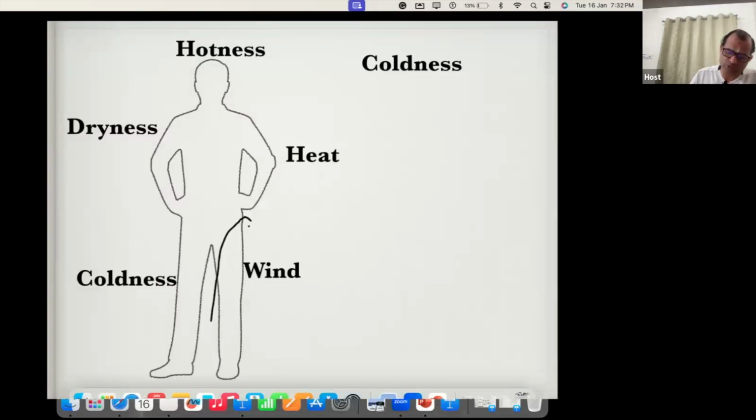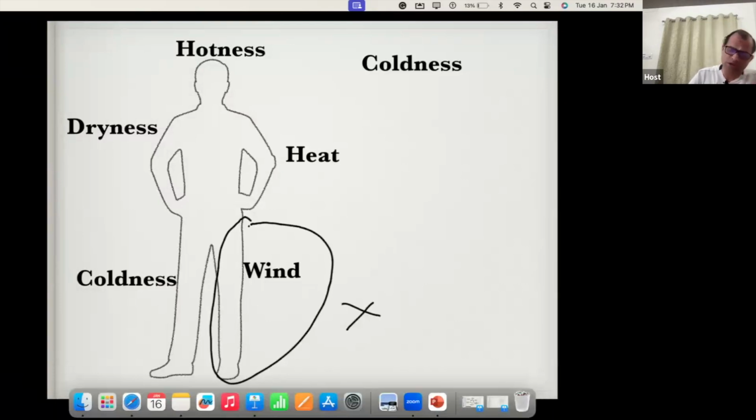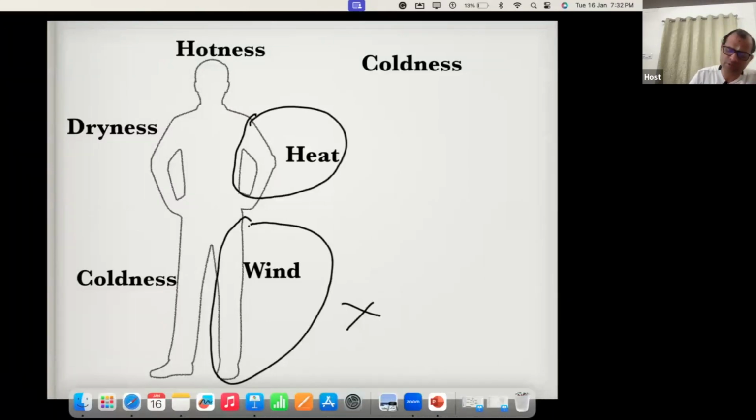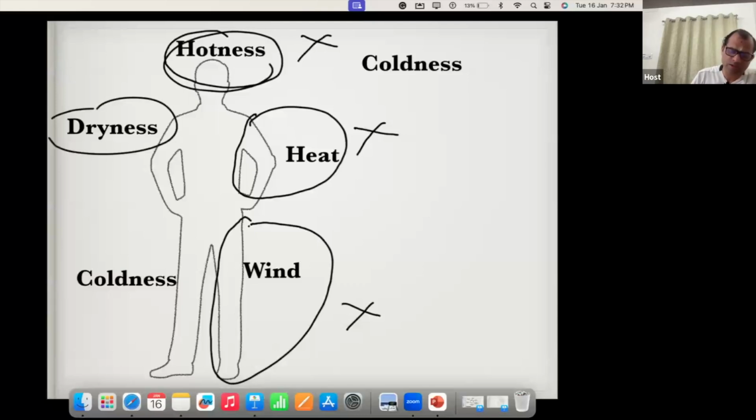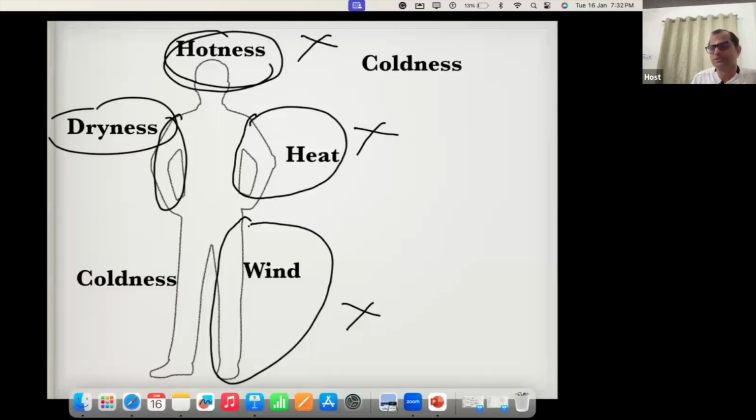Wind means I want to do the treatment of this leg. No, I don't want to treat this leg right now. Heat means I want to do the treatment of this arm. No, I don't want to treat the arm right now. Hotness means I want to treat the head region. No, I don't want to treat the head region. अभी मुझे head का इलाज नहीं करना. Okay. The dryness means I want to treat the other arm or the right arm. No, I'm not targeting the right arm. Okay. Coldness means I want to treat the right leg. No, I don't want to treat the right leg.